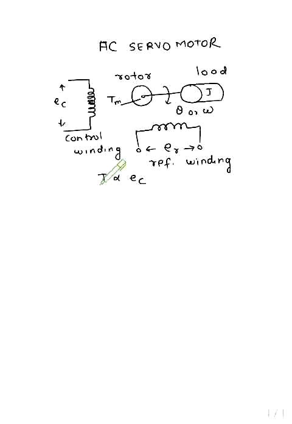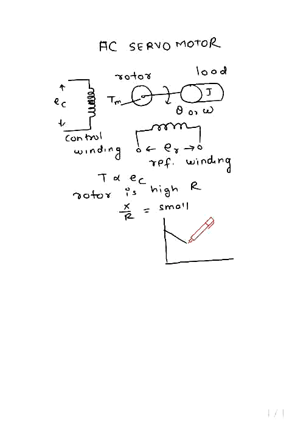In a servo motor, the rotor is built with high resistance, so that the X by R ratio is always small, and the torque speed characteristic will always be linear. The torque speed characteristic of a servo motor is almost linear, like this. This is torque and this is speed.